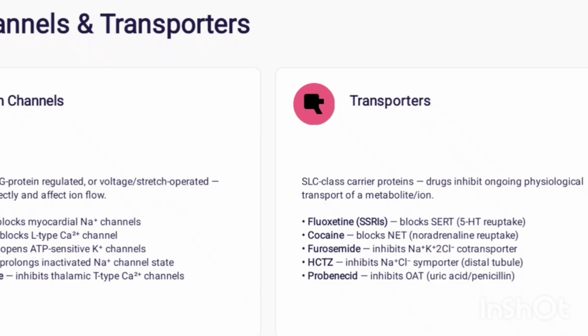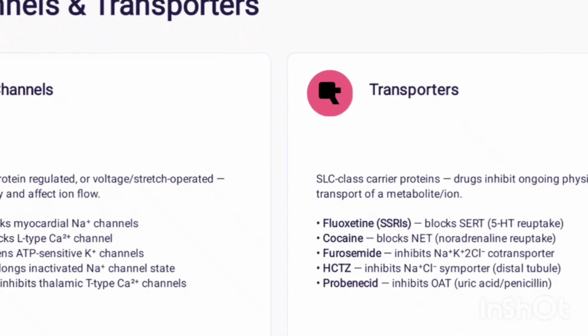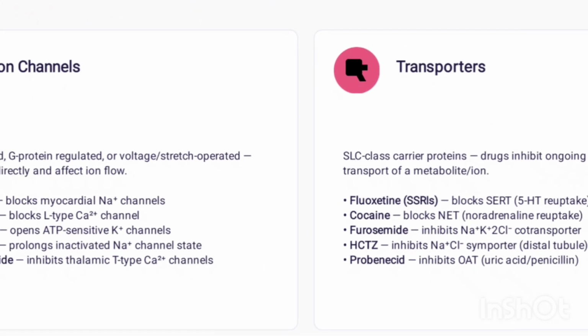Each of these ion channels is specific for specific ions. For example, sodium channels will allow only sodium ions. Voltage gated calcium channels will allow only calcium ions. Voltage gated potassium channels will allow only potassium ions. Voltage gated chloride channels will allow only chloride ions. Here, some of the drugs act by targeting these ion channels.